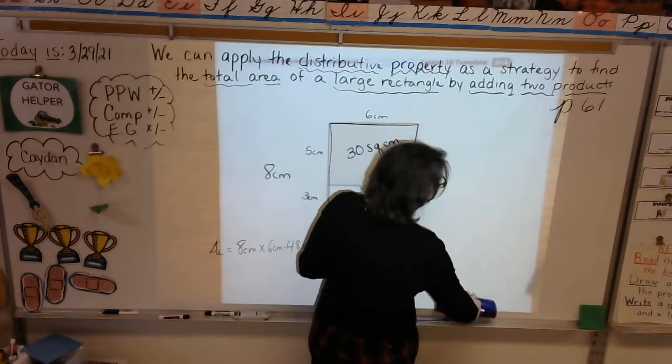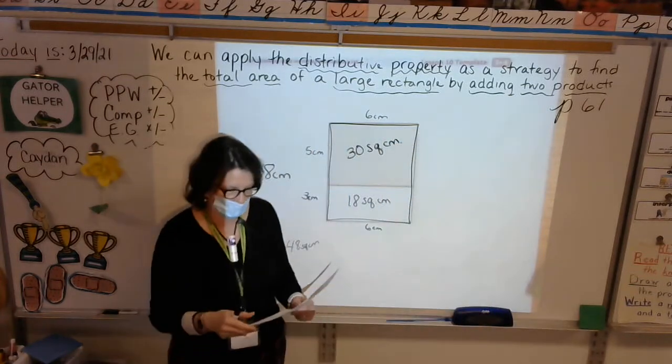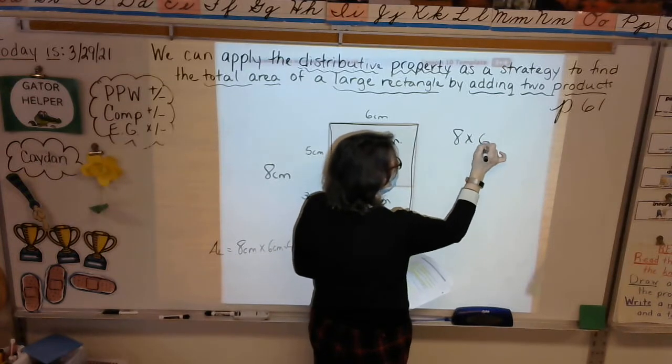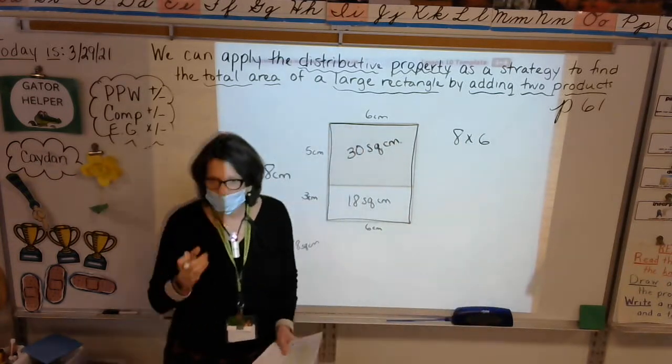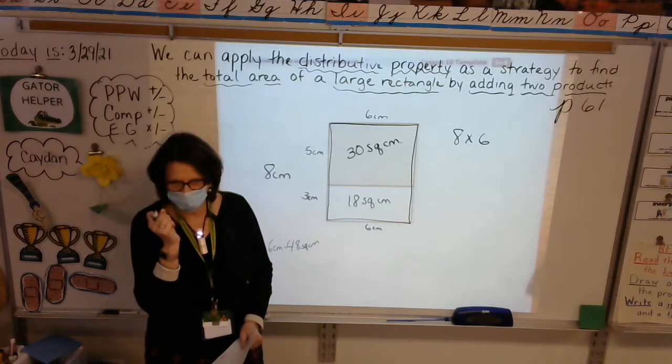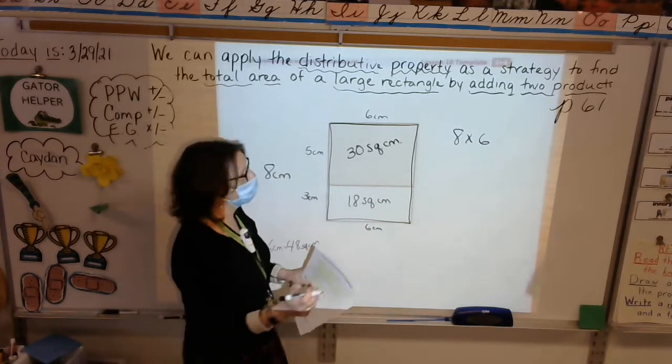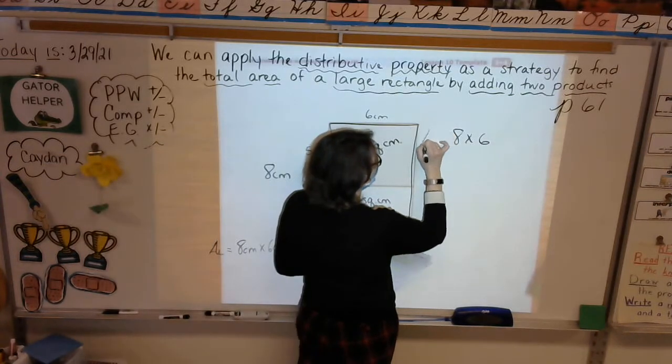Now, remember how I said every number in a number sentence represents something? If we want to find the area of a large rectangle, we could say 8 times 6, right? Everybody agree? So go ahead and write that. 8 times 6. Go ahead. Now look what I'm going to do underneath here.